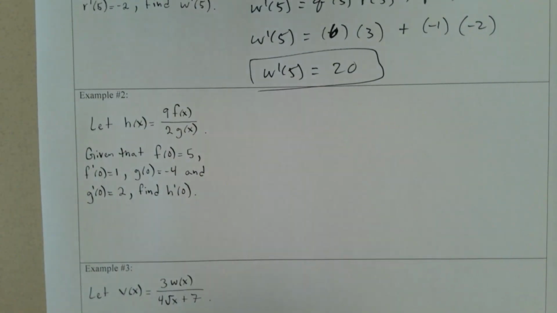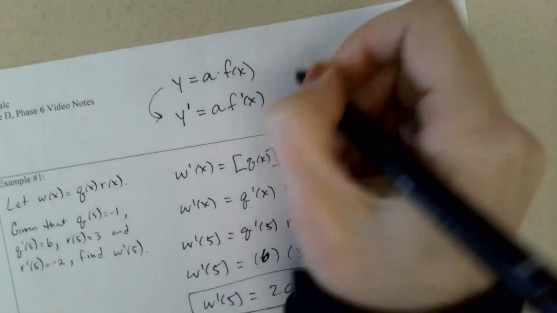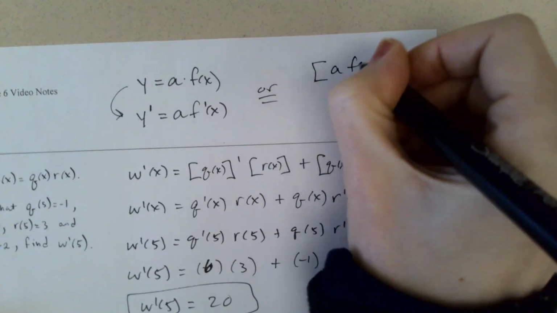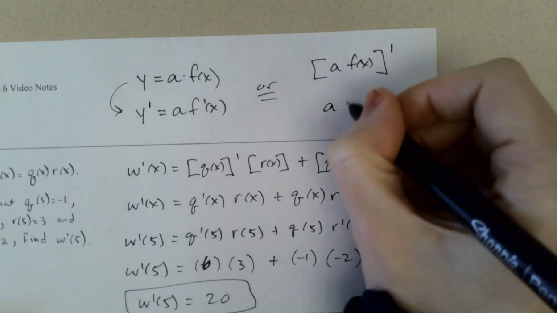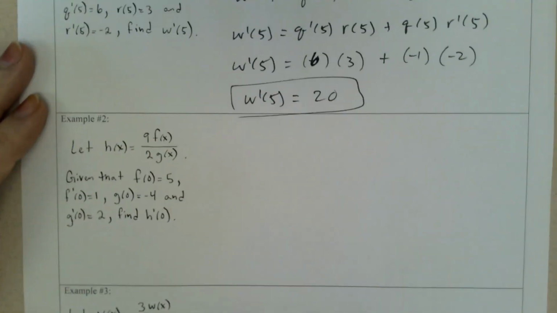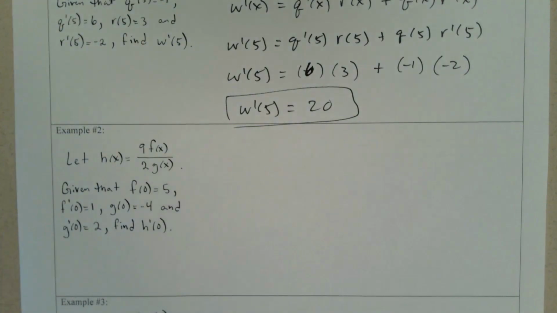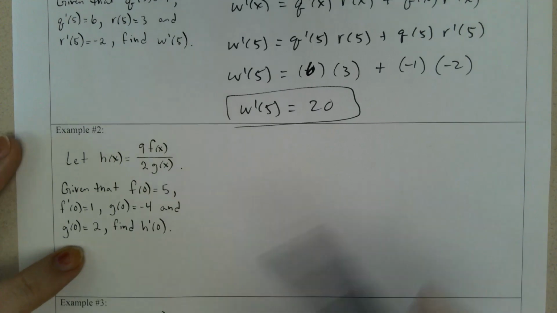Okay, now we're going to do this one. So this is just different notation. If I want to do the derivative of a times f of x, you just bring down the coefficient and then do the derivative of the function. So this time we've got h of x is 9 f of x over 2g of x. Given that f of 0 is 5, f prime of 0 is 1, g of 0 is -4, and g prime of 0 is 2, find h prime of 0. So we need h prime.